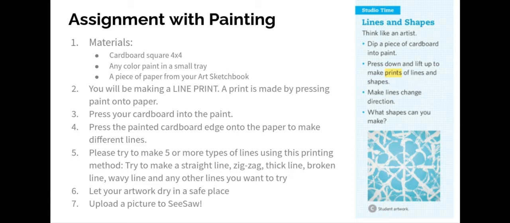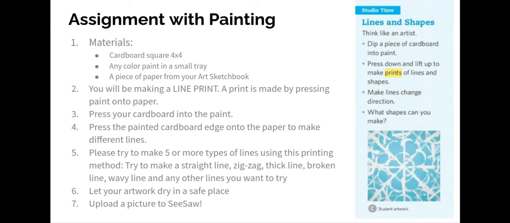Please try to make 5 or more types of lines using this printing method. Try to make a straight line, zigzag, thick, broken line, wavy line, or any other line that you want. Try and get the lines to go in different directions, starting from different sides of the paper. Let your artwork dry in a safe place and then upload a picture of your work to Seesaw. There's more directions and questions on the side of the slide.